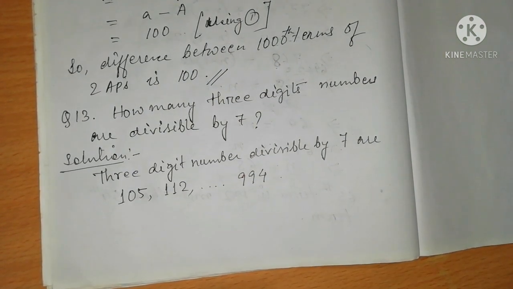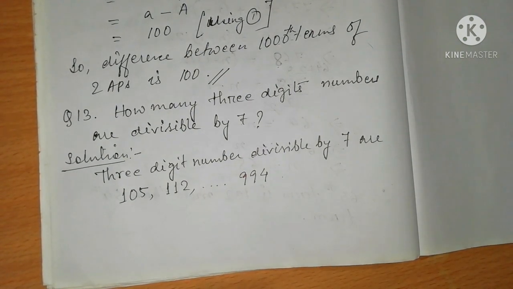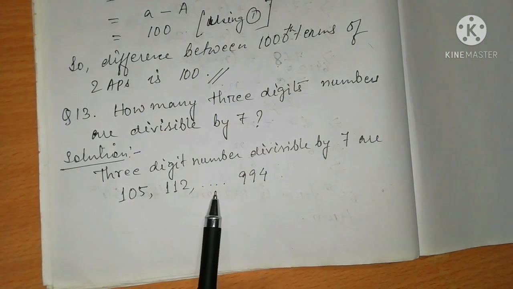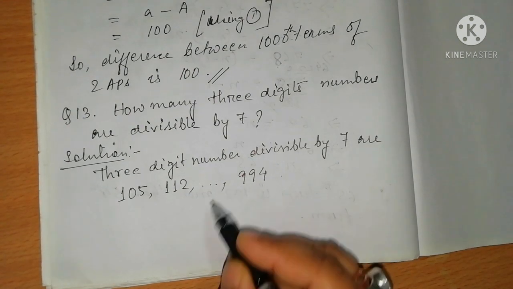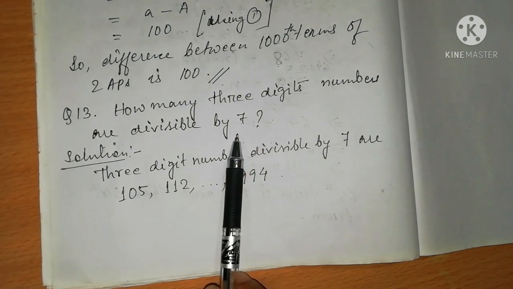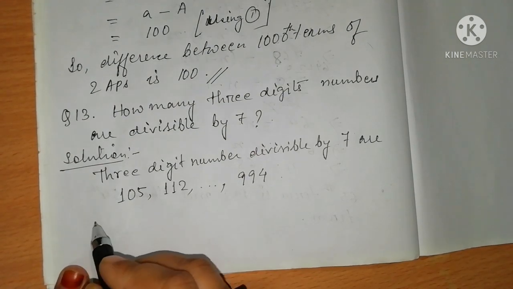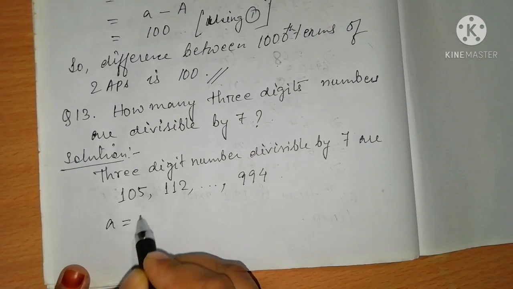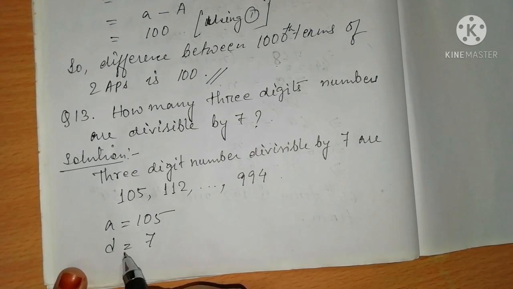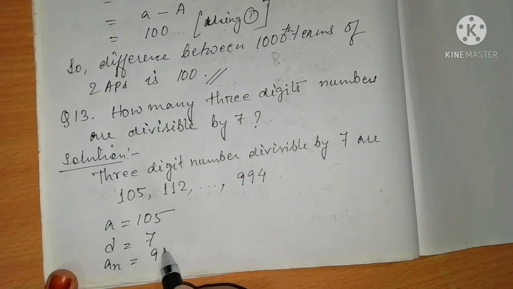So we got the series in this case. While solving this, we got the series. So the three-digit numbers divisible by 7 are 105, 112 dot dot dot and 994. Now according to the question, we need to find out how many three-digit numbers are divisible by 7. So with this only we have formed the AP. Now we'll proceed. In this case, your a is given as 105, d is your 7, and an, the last term, is given as 994.